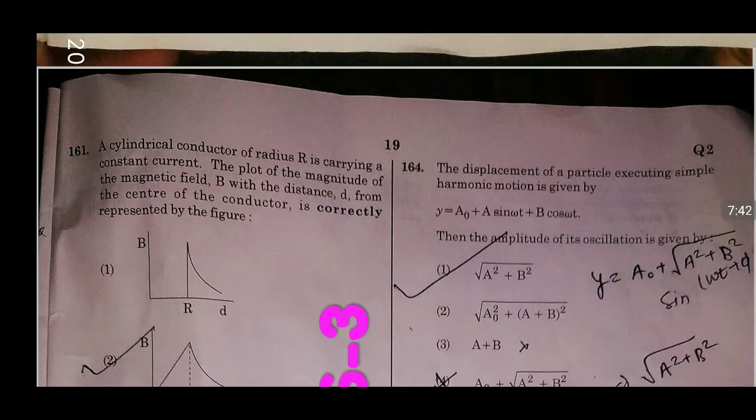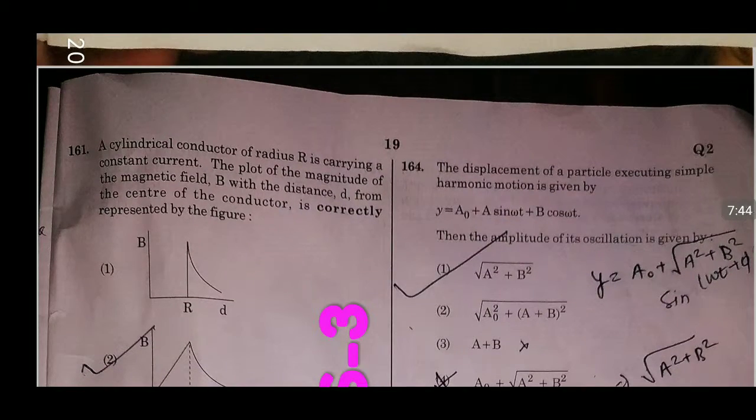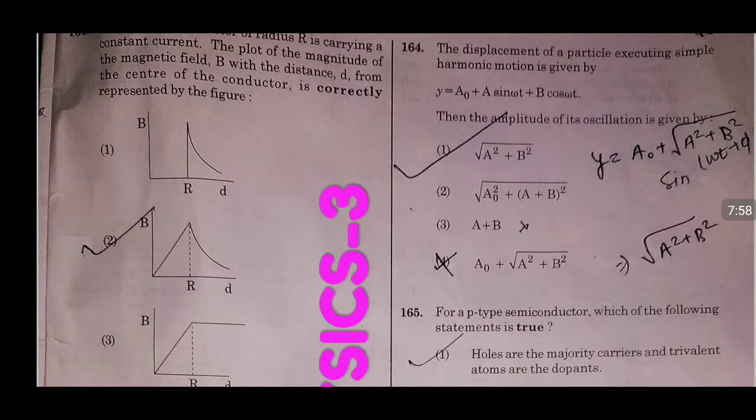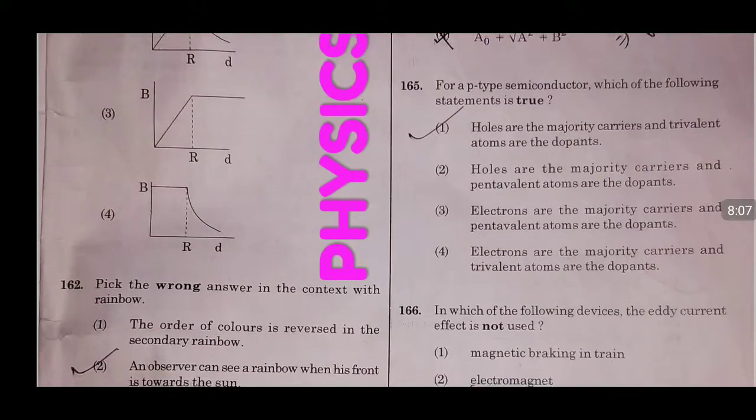Next, 161 number question. A cylindrical conductor of radius r is carrying a constant current. The plot of the magnitude of the magnetic field B with the distance d from the center of the conductor is correctly represented by the figure. Option number B, where r is at the peak level. Second option will be right regarding this question.